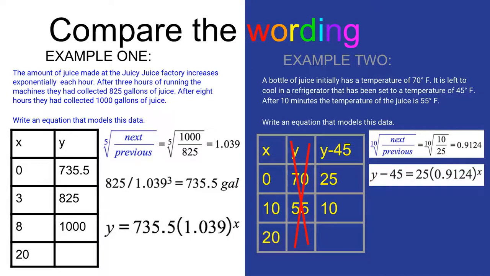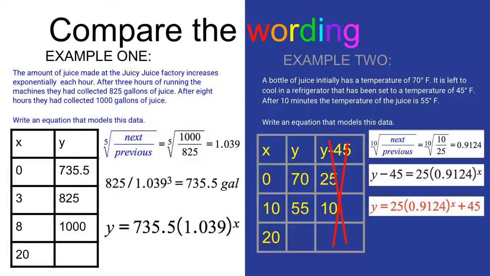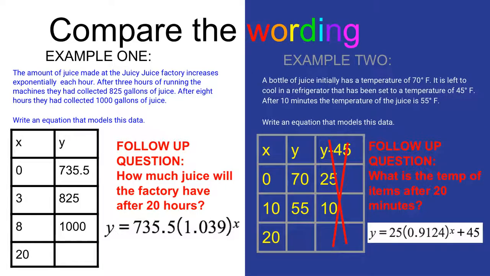Then I add the 45 to the other side, which would give me 25, what it starts at, times the multiplier, and then plus 45 as I move this over. So there's my equation. I have an equation with a shifted asymptote for this example, and I have a regular equation with y equals a times b to the x over here.